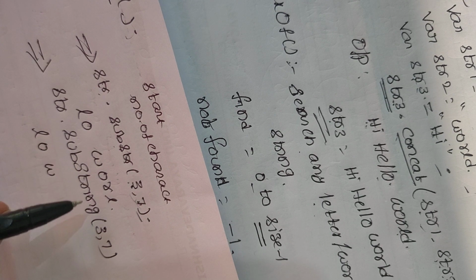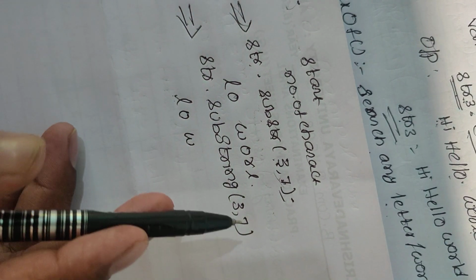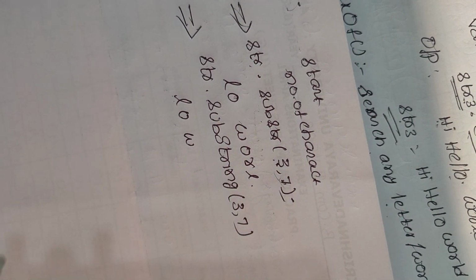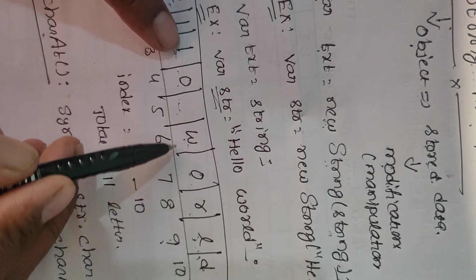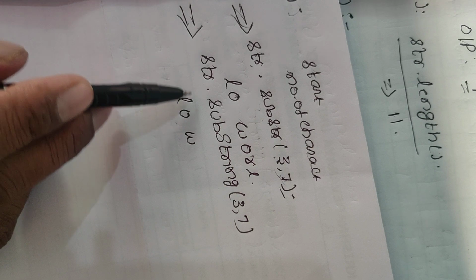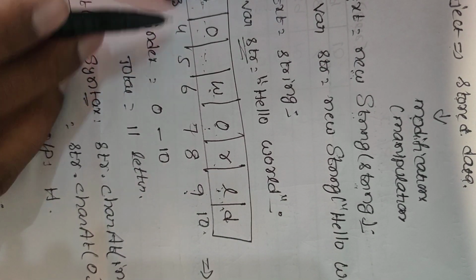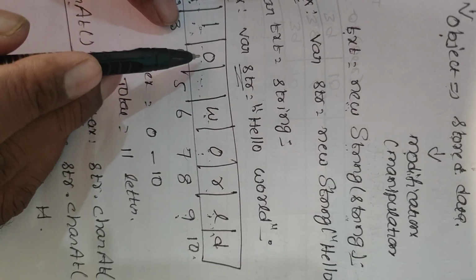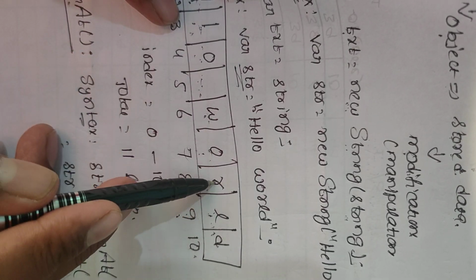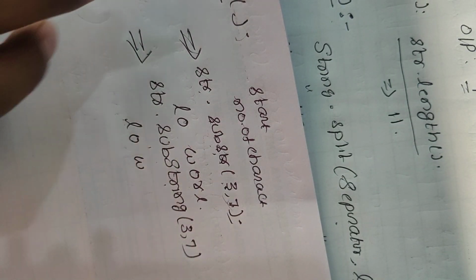But with substring, observe this one. The third letter is l, and then comes the seventh, not including the seventh letter. That means from the third letter to the sixth letter. That's why we take the third letter l and the seventh, but do not include the 7, so l o space w becomes the substring. Whereas with substr, from the third letter onwards it takes a total of 7 letters: first, second, third, fourth, fifth, sixth, seventh. So totally l o w o r. This is the output of substr.